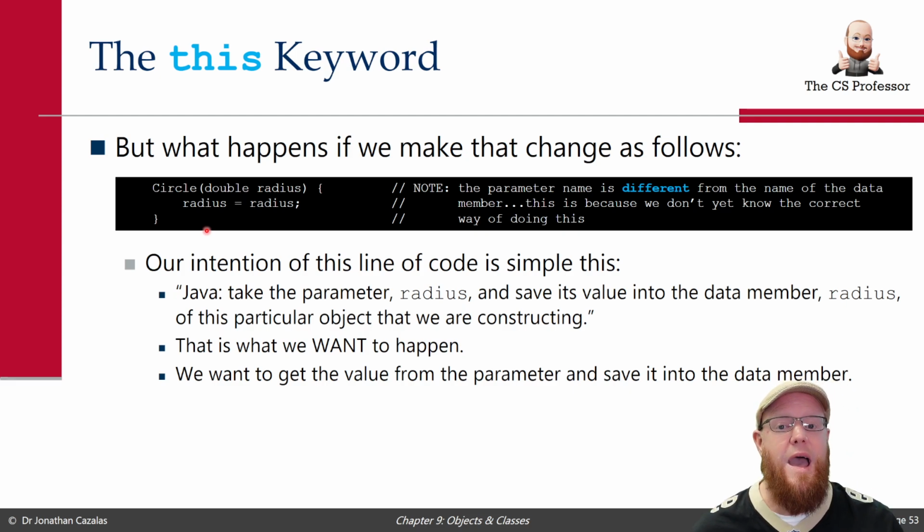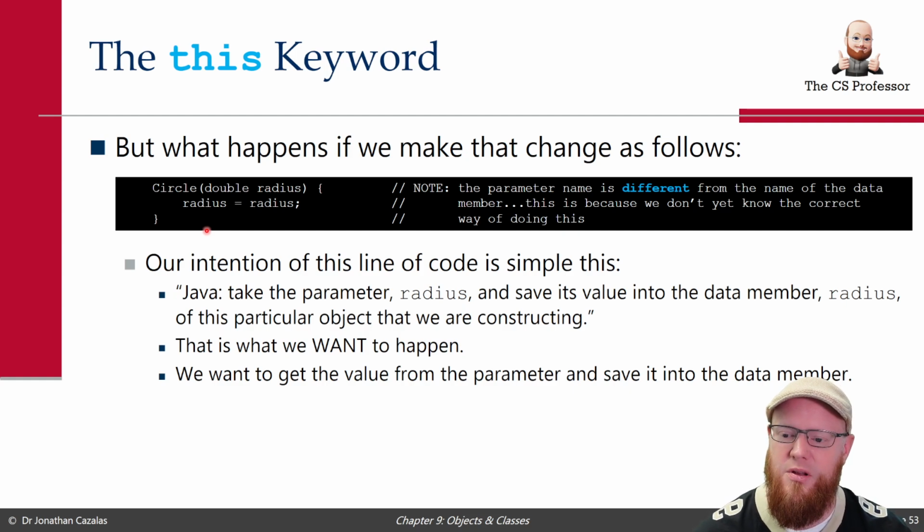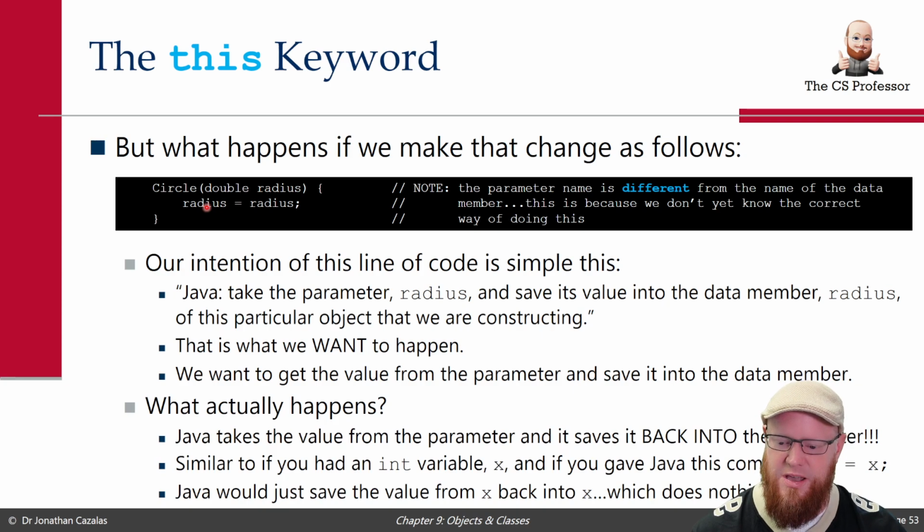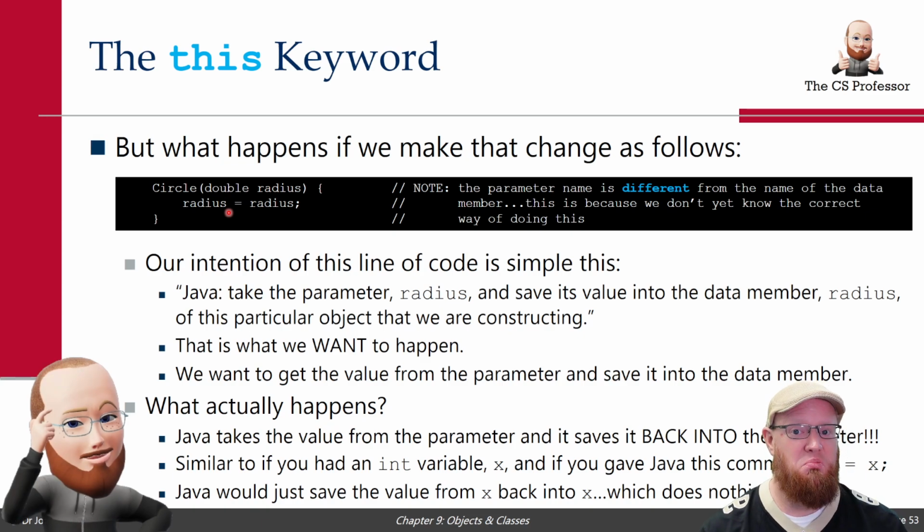That's what we want to happen. That's what we're asking Java to do, to take the parameter and to save it into the data member. What actually happens is Java's a bit confused. Java's like, really, dude? You want me to save radius and save it into radius? That's big brain, but I'll do that for you. What Java's really doing is it's going to take the parameter radius and save it right back into radius.